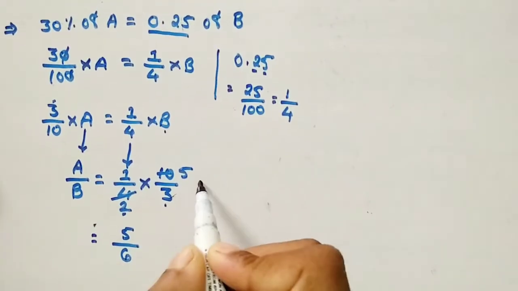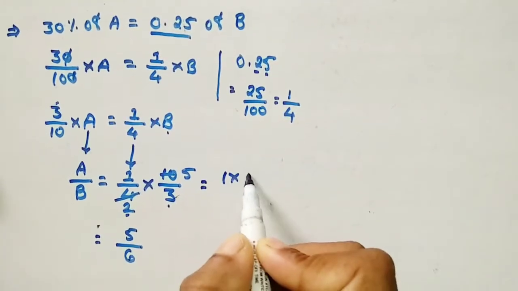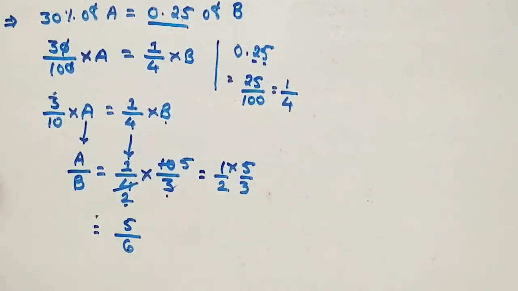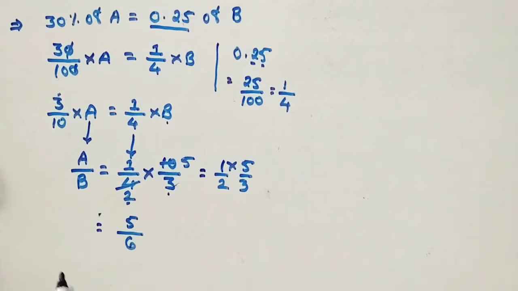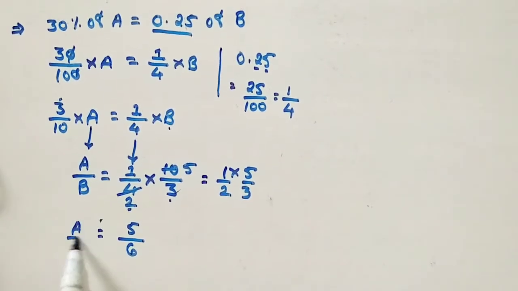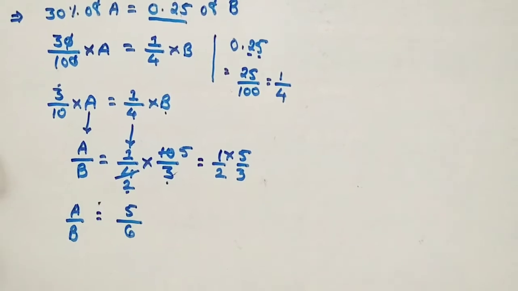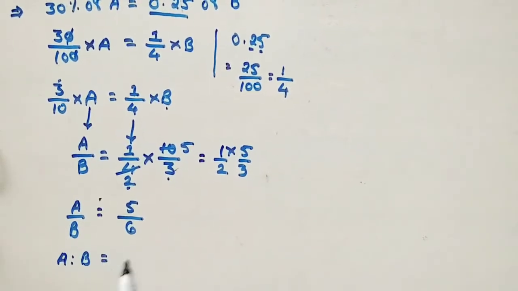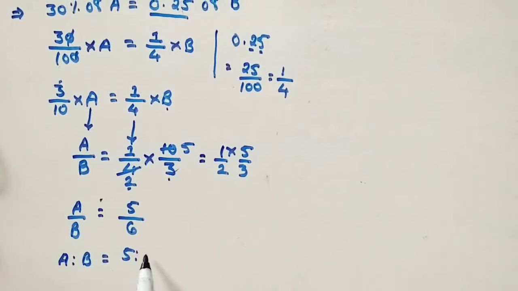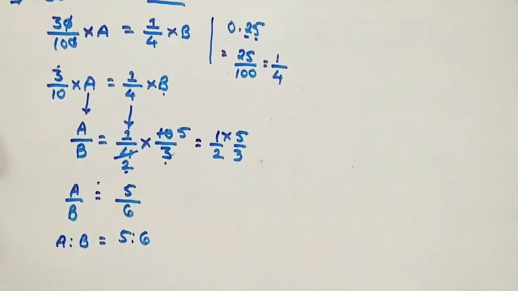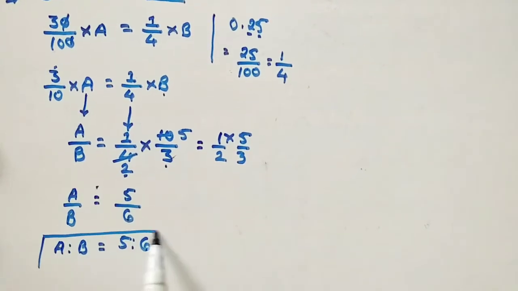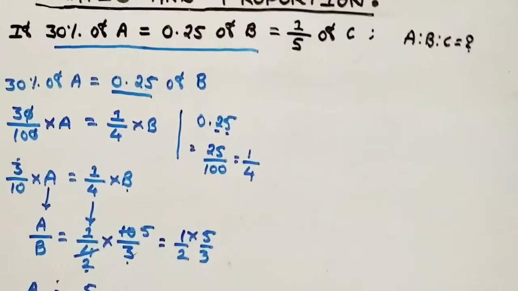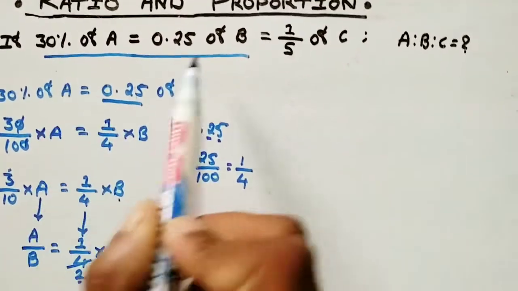If it is not clear, let's look here: 1 into 5, below that here is 2 and here is 3. So 1 into 5, and 2 into 3, that is 6. So A by B is equal to 5 by 6, and we write here 5 is to 6. So A is to B is equal to 5 is to 6. Clear? Let's move on to the next two terms.